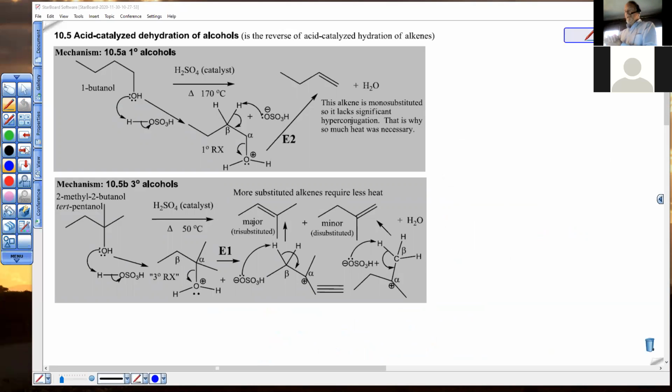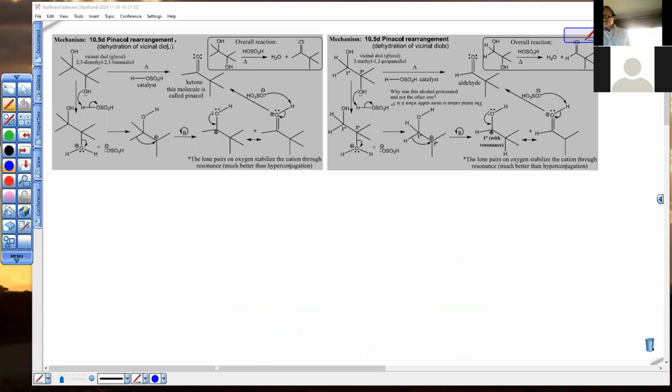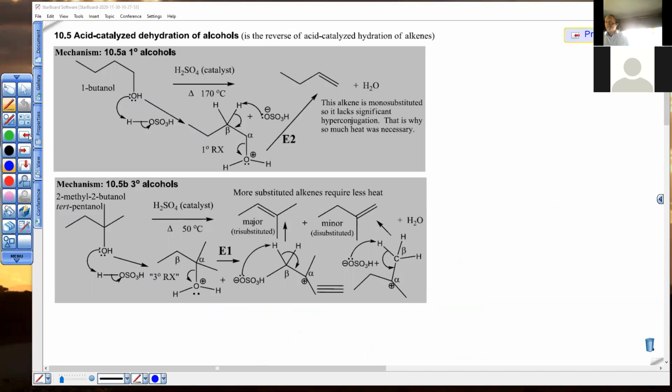So we're going to look at the scenarios where they're primary, tertiary, or vicinal diols. Vaguely remember those? I hope so. We learned how to make them in chapter 6. So we'll do these two here, and then we'll do a sample problem that's got both in the same problem. And then next segment, we will talk about my favorite dehydration, the pinacol rearrangement dehydration.